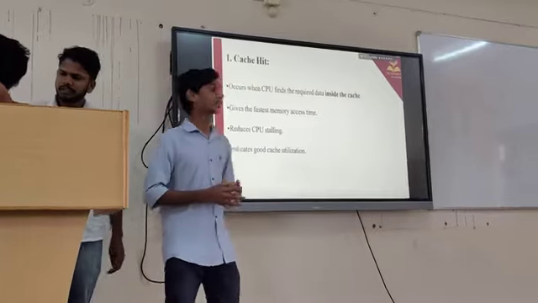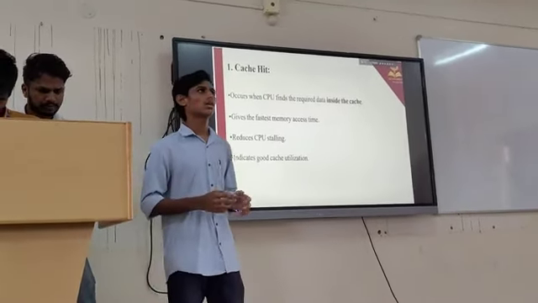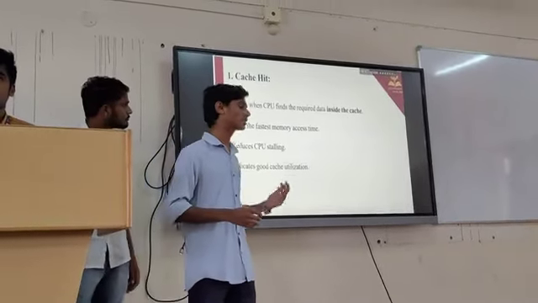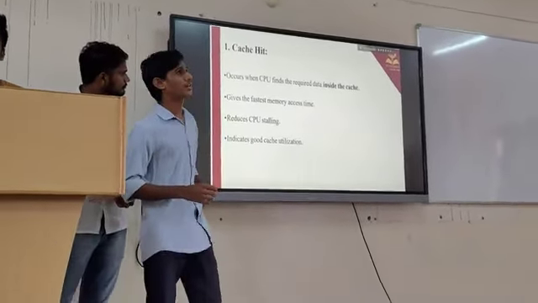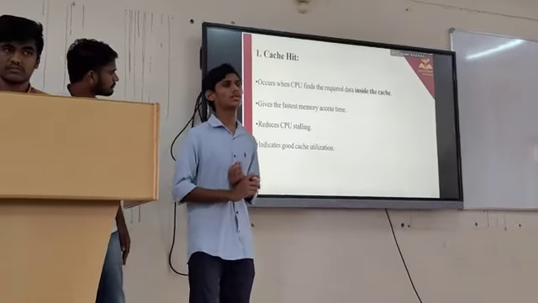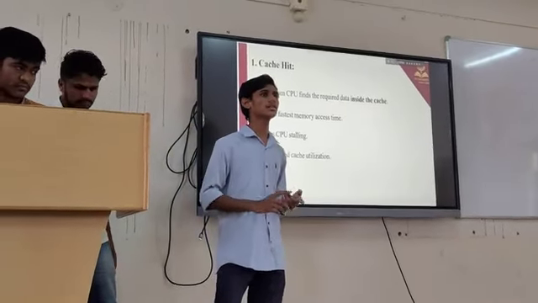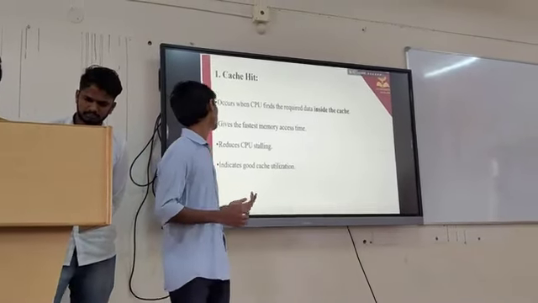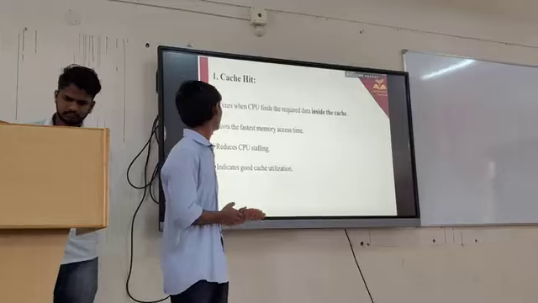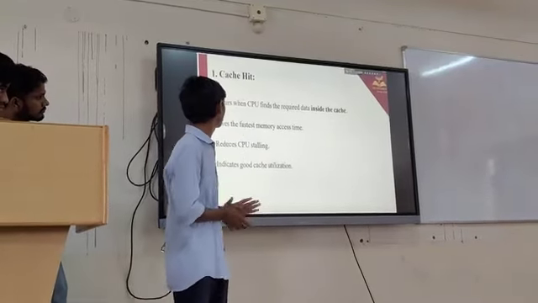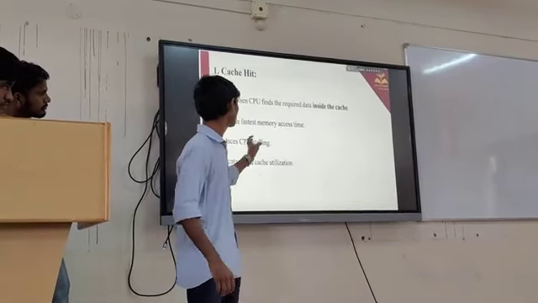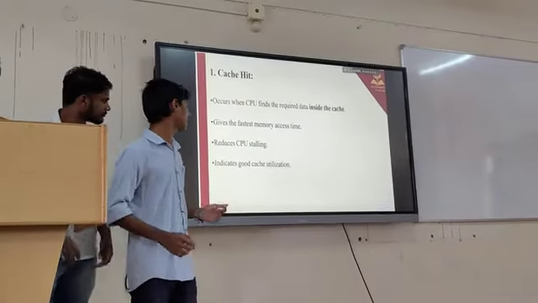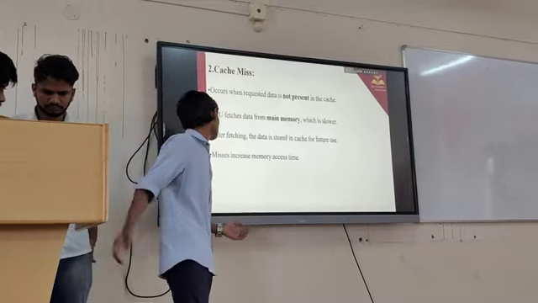Cache hit: when the CPU requests data, the required data is present in the cache. When the CPU requests a read and the data is present in the cache, it is called a read hit. It is the same for a write. The data is in the cache, which gives the fastest memory access time, reduces the CPU's time, and indicates cache utilization.